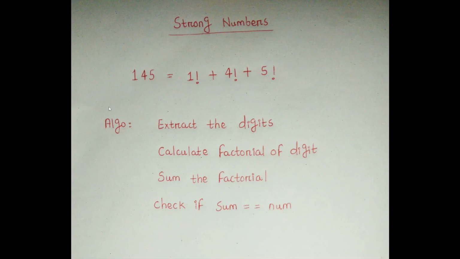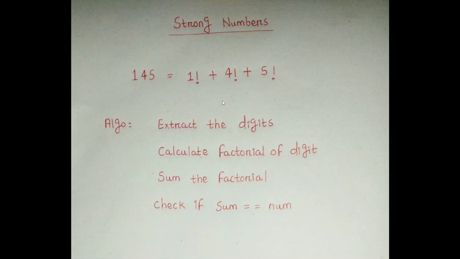A strong number is basically a type of number where the number is the same as the sum of the factorial of their digits. For example, here 145 is equal to the sum of the factorials of its digits. So this is the logical explanation of what is a strong number. Now, how can we programmatically or algorithmically describe what is a strong number?